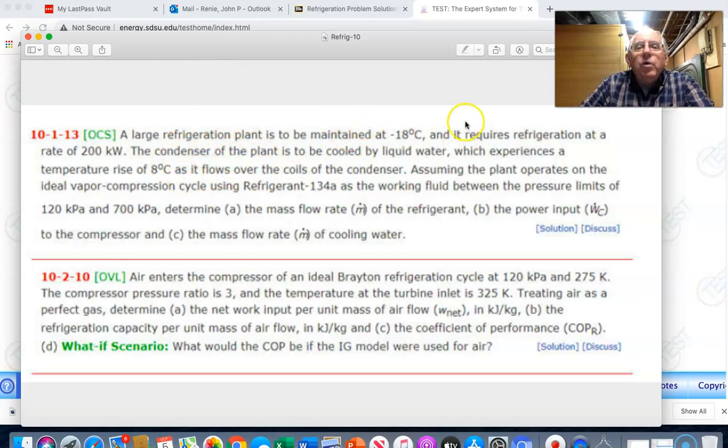After doing that, we're going to look at the condenser side and say, okay, how much cooling water has to flow through, wherein it rises only 8 degrees of temperature as it takes the rejected heat out of the system. And we'll come up with that flow rate for the cooling water. But the first thing we're going to do is figure out the mass flow rate of the refrigerant that we need and its corresponding power input.